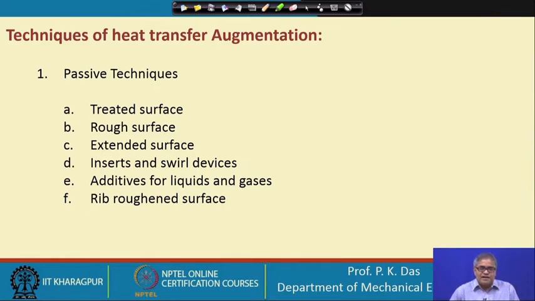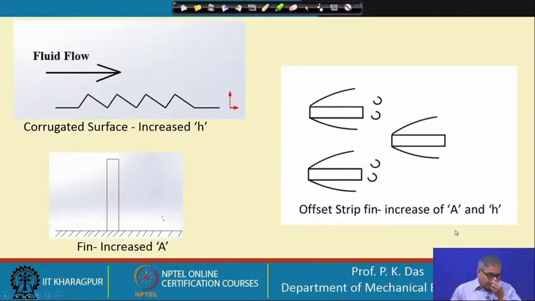Then inserts and swirl devices, which can be put inside the flow passage, then additives for liquids and gases, and then rib roughened surface. Okay. So, some of them, we will have a look and we will have some appreciation of some of these devices. Before that, let us see this small illustration.